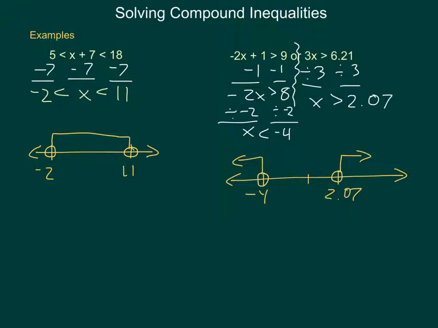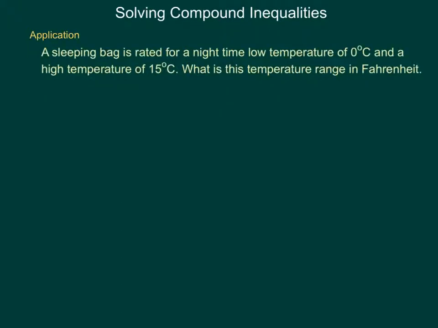So now, what would this look like from a situation standpoint? Let's take a look at one such. A sleeping bag is rated for a nighttime low temperature of 0 Celsius and a high temperature of 15 degrees Celsius. What is this temperature range in Fahrenheit? Well, first, let's take a look at our situation. Our temperature of accepted ranges has to be above or equal to 0 Celsius, but below or equal to 15 Celsius.